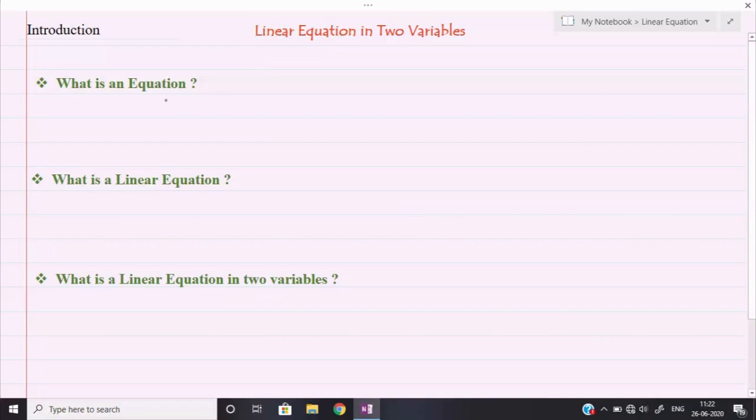Equation means if any two physical quantities or mathematical terms are in balance, we say they are forming an equation. For example, if I compare the weight of two boys and I say the weight of boy A is 50 kg and the weight of boy B is also 50 kg, then we can say that the weights of both the boys are in balance.